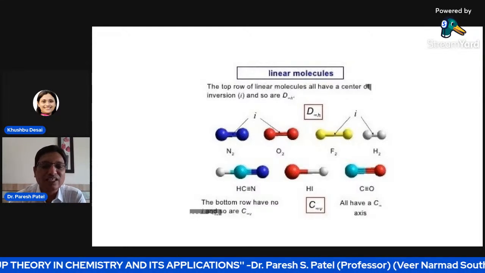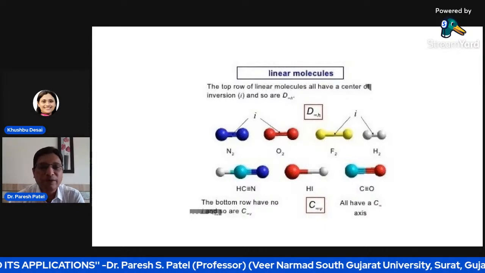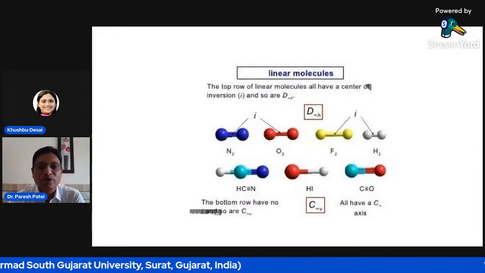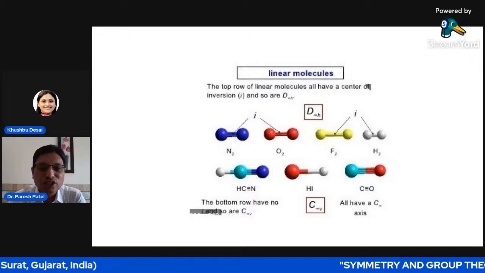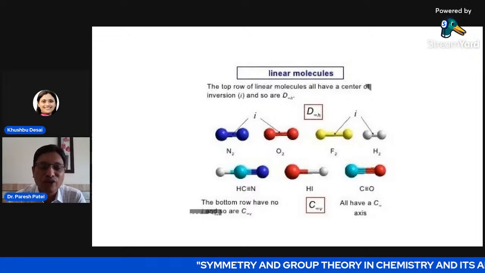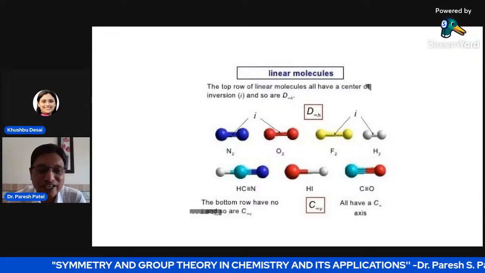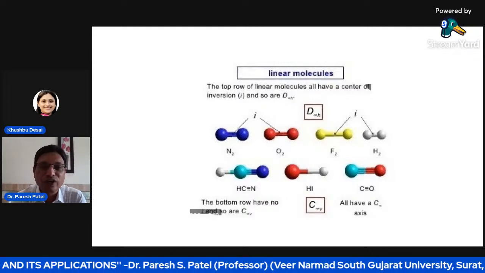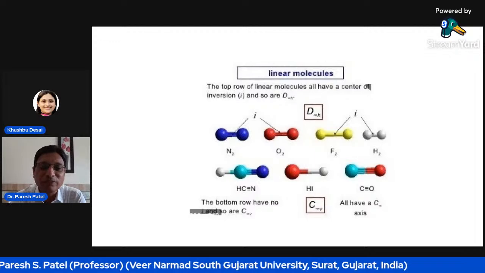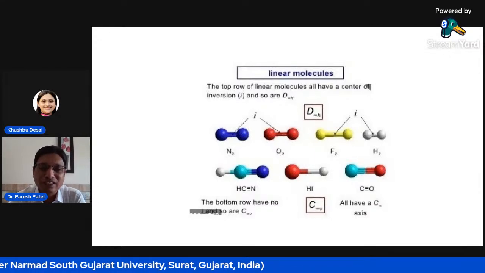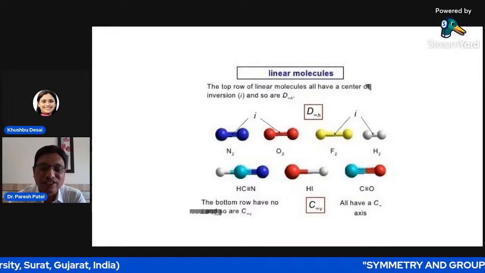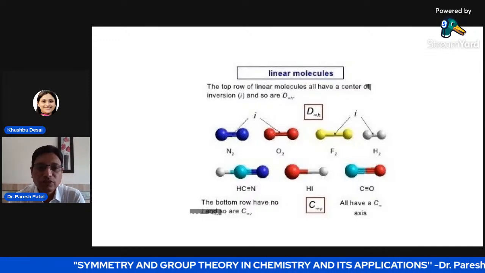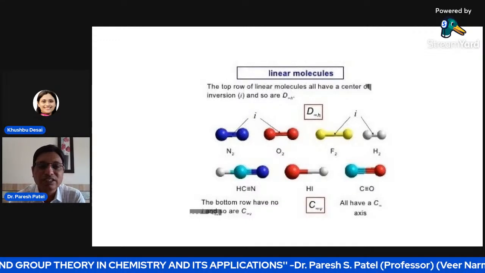In the case of carbon monoxide as well as HCN, the main principal plane is parallel to the main principal axis, so the point group can be assigned as C infinite v. So, dear students, we have to remember that first we ask whether the molecule is linear or non-linear. If linear, then the point group is D infinite h or C infinite v. If the plane is perpendicular to the main principal axis, then the point group is D infinite h. And if the plane is parallel to the main principal axis, then the point group is C infinite v. Next, please.